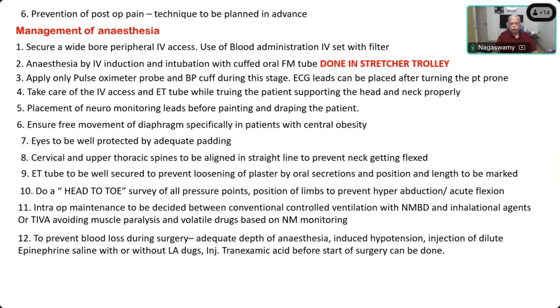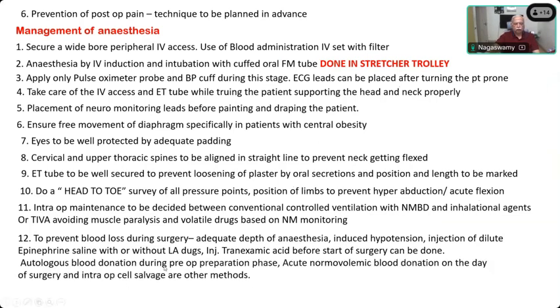The third option is cell salvage during surgery. You can collect the blood that is being lost in the operative field, then wash it and reintroduce it. That's called cell salvage. So: autologous blood donation during the pre-op phase, acute normovolemic blood donation on the day of surgery, and intra-op cell salvage or other methods. This is a very, very common question they will ask you. So remember all 3 methods.